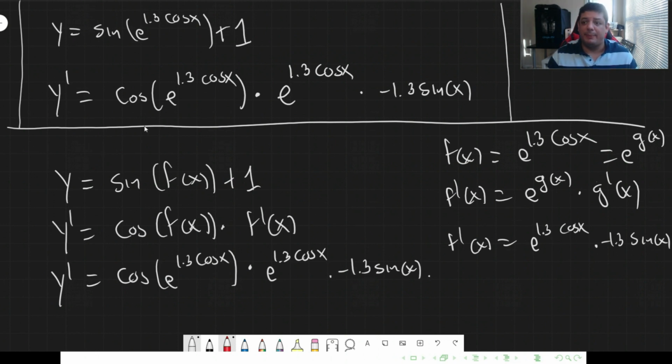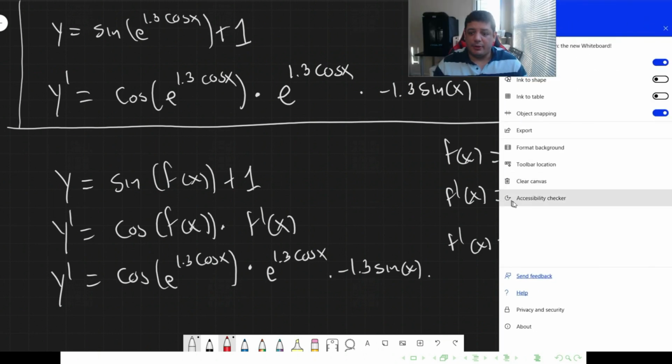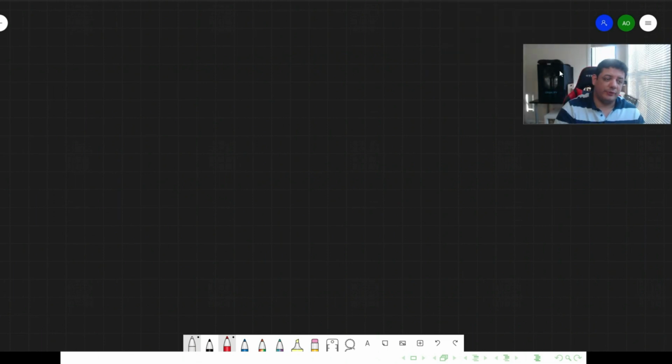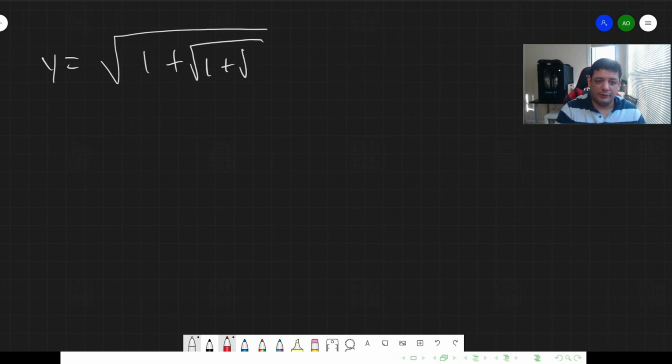If you have a very big chain rule going on, then it might be a little bit cumbersome. Let me give you another example of something that can have multiple chain rules. So for example, if I have y equals the square root of 1 plus the square root of 1 plus the square root. Okay, so there's a big composition here.